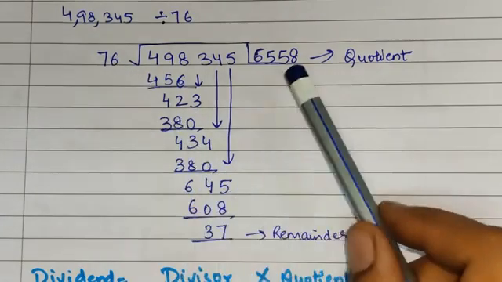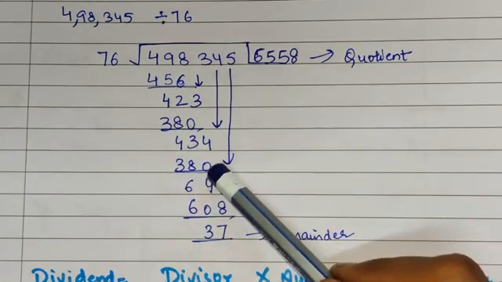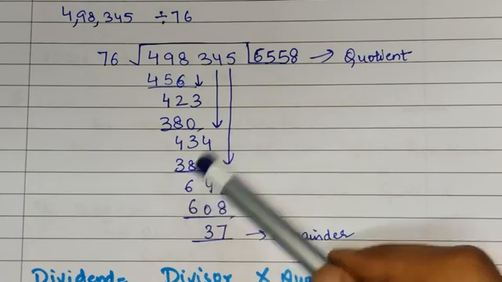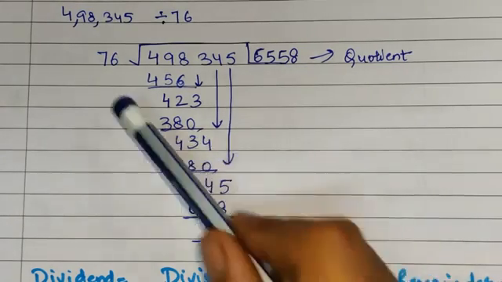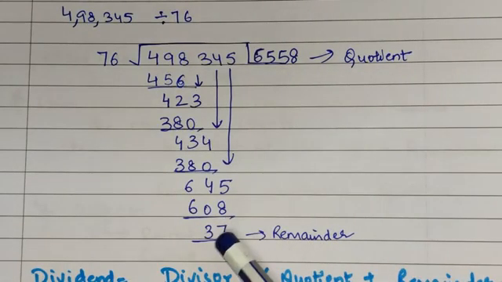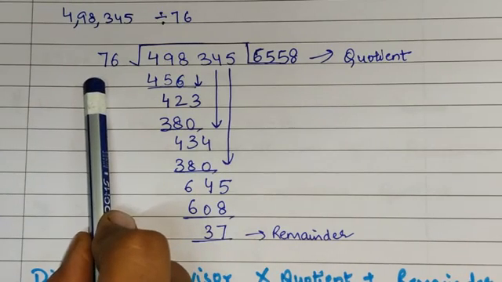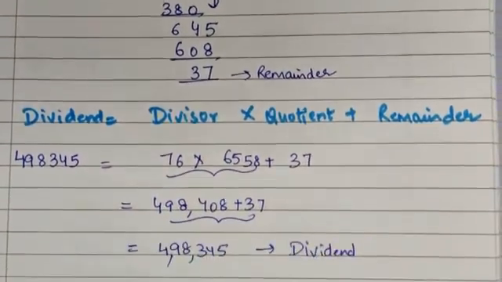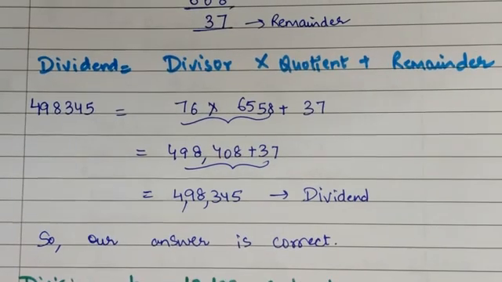Again 76 into 5 gives us 380. 4 minus 0, 4. 13 minus 8, 6. Now 5 comes down. Now 76 into 8 is 608. So now what we get? 37. So 37 is the remainder here. Why? Because we cannot proceed, because this is less than the divisor. So we stop here. Now let us check whether our division is correct or not.